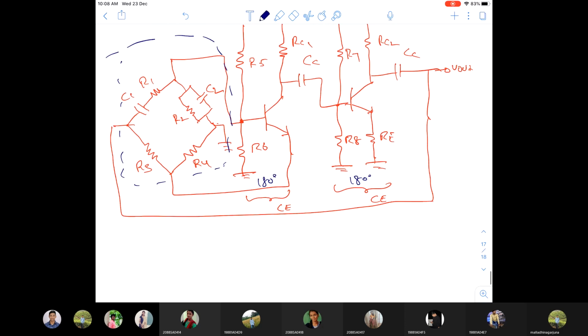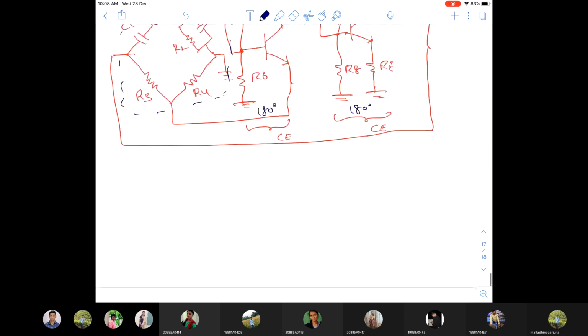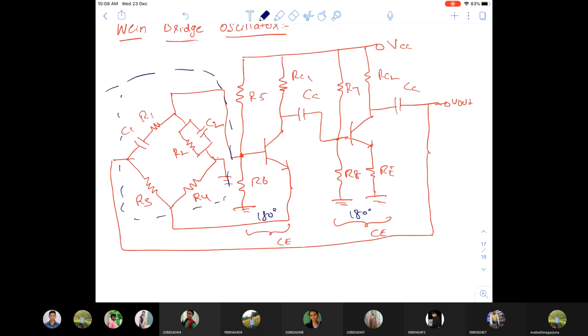Now let us come to the derivation part. This is quite different when compared to the previous three derivations. We'll just take the tank circuit of it. I will redraw the circuit. Let us look at this point.